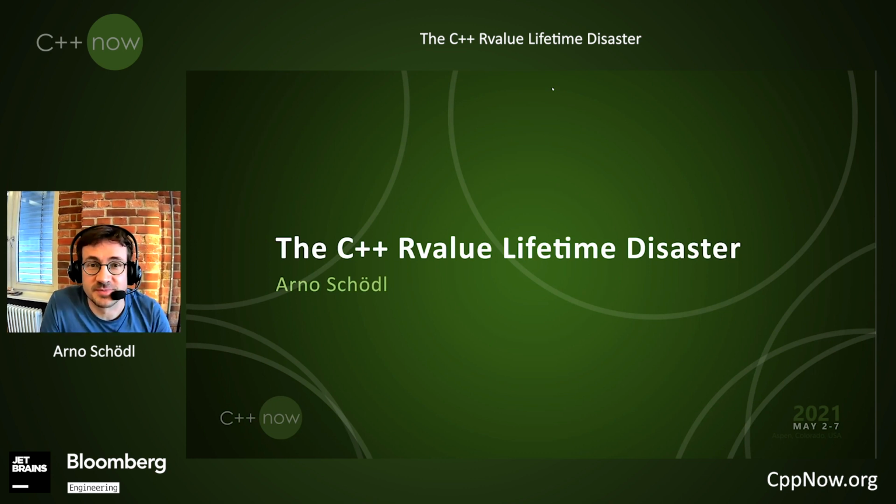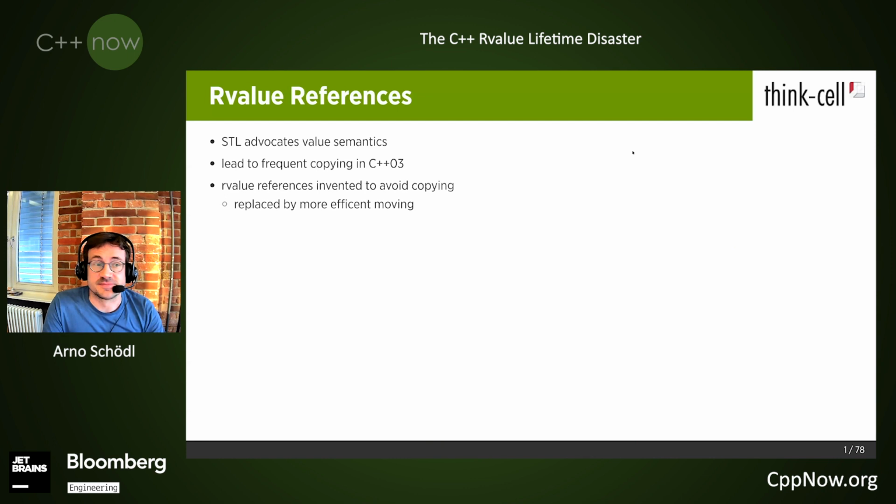I still do quite a bit of hands-on development, and I'll be talking today about the C++ rvalue lifetime disaster. That sounds pretty dramatic. At the end of the talk, you'll decide whether it's really that dramatic, whether it's a small disaster or a big disaster, but it will be about rvalues. So why do we have rvalues?